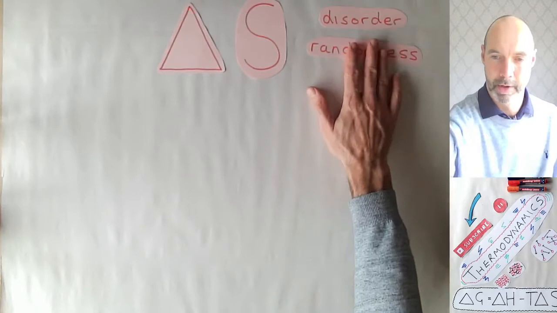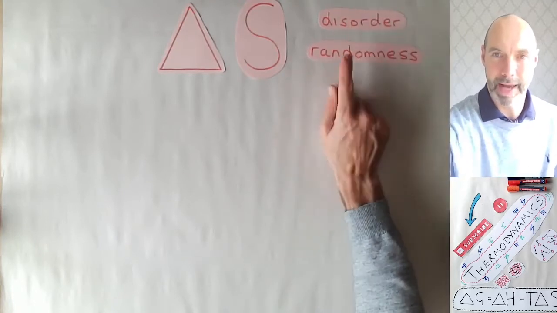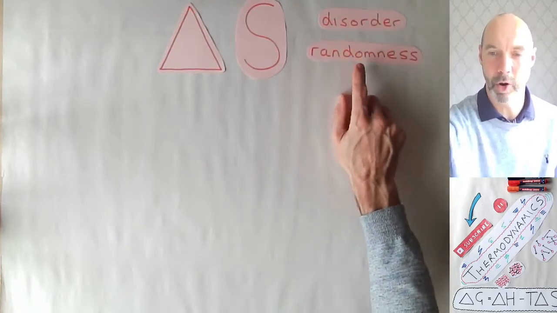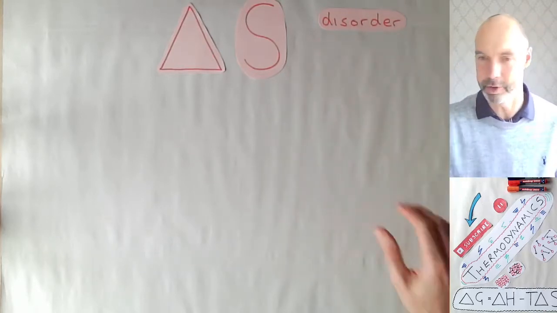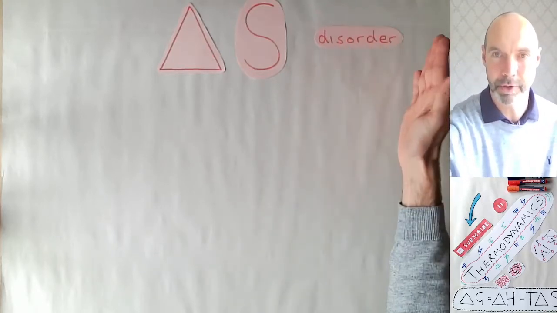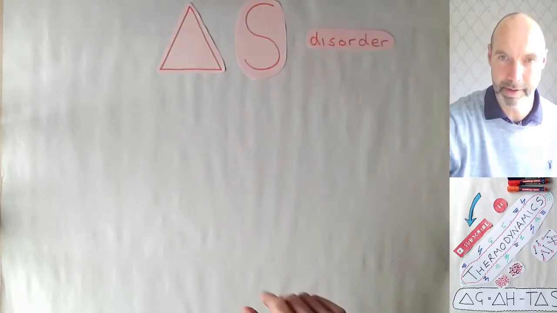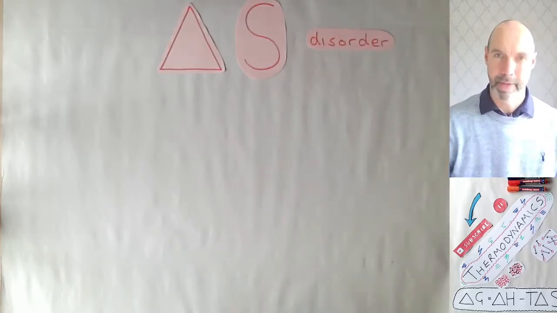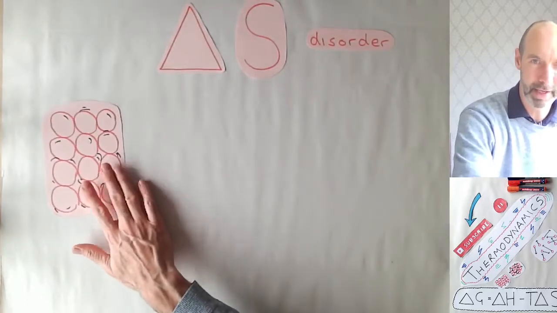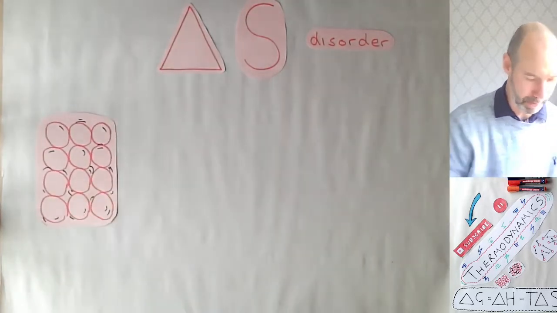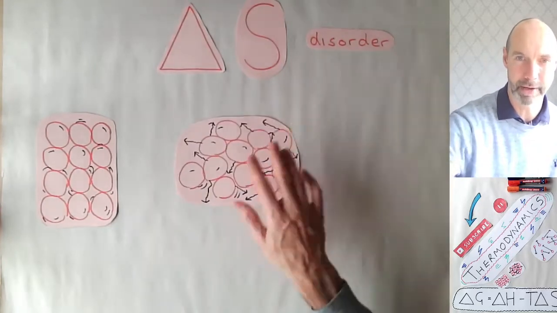So to try and clarify these terms, disorder or randomness, I'm now going to get rid of randomness and just use the term disorder. You can use the word randomness, but I'm going to stick to disorder. The easiest way for me to explain this is to think about the particle model, which you might have done a long time ago in science.